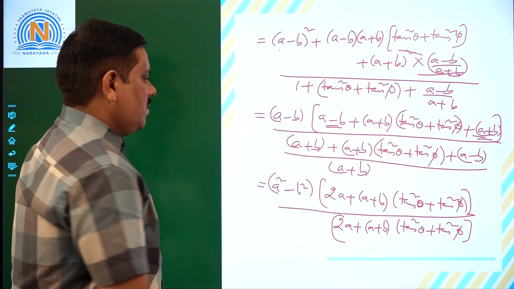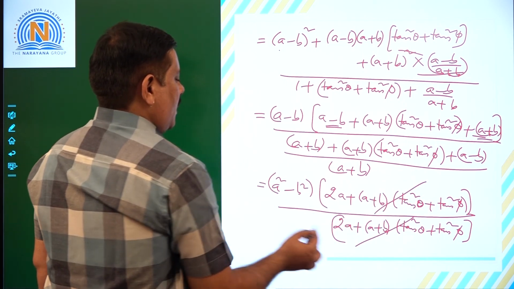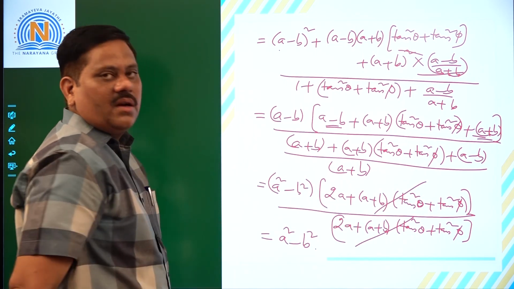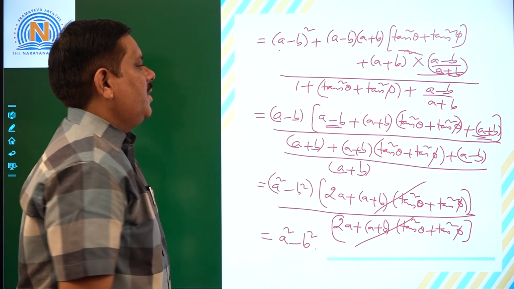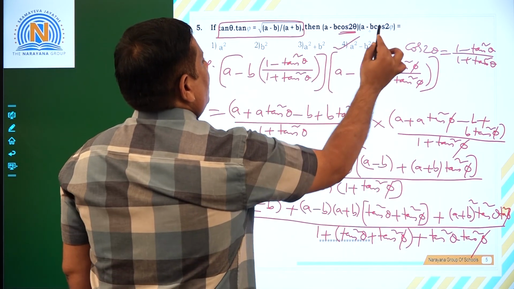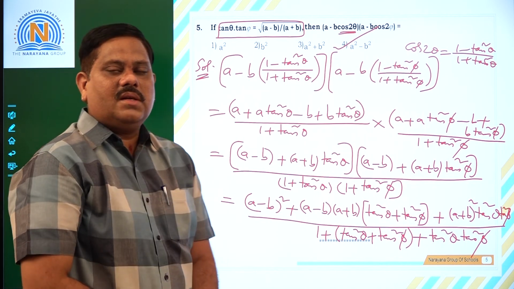If you observe, these two terms are the same, so they cancel. So what is the final result for us? a square minus b square. So a square minus b square, if you see, is nothing but the fourth option for us. That is the right answer.